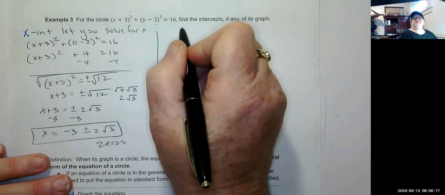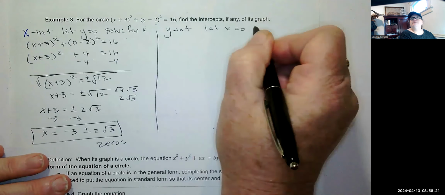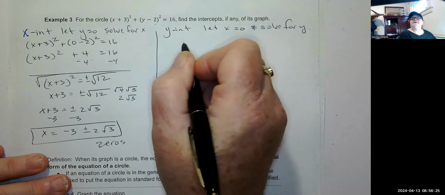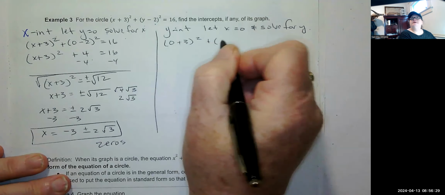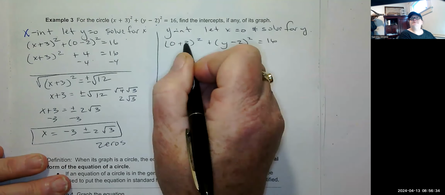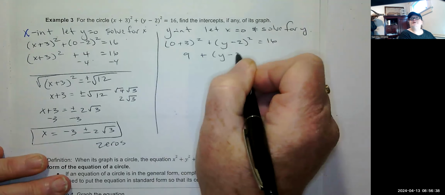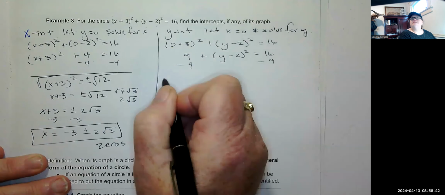And my y-intercept. For the y-intercept, we let x equal 0 and solve for y. So 0 plus 3 squared plus y minus 2 squared is equal to 16. This becomes 3 squared, which is 9. Y minus 2 squared is equal to 16, subtracting 9 from both sides.